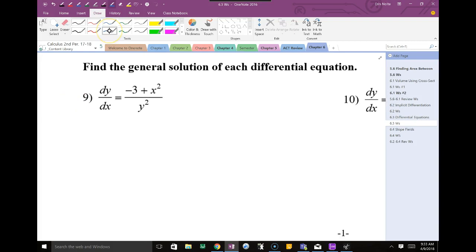Okay, first step on number 9. Multiply by dx. So I get dy equals -3 plus x squared dx, oops, over y squared. My bad. So I've got to separate variables here, so I need that y on the same side as my dy. Good. Multiply it over. Perfect.